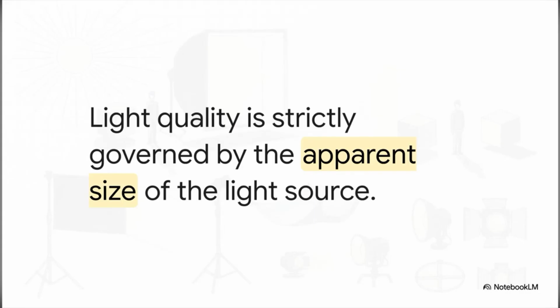Okay, so you're probably wondering, how do we actually control this? Well, this brings us to the golden rule. Light quality is strictly governed by one single thing, and that is the apparent size of the light source relative to your subject. And I really want you to zero in on that word apparent. We're not just talking about the physical dimensions of your softbox measured out with a tape measure. No, it's about how big that light source appears from the exact perspective of your subject. This apparent size? It's the master lever for absolutely all of your shadow edges.